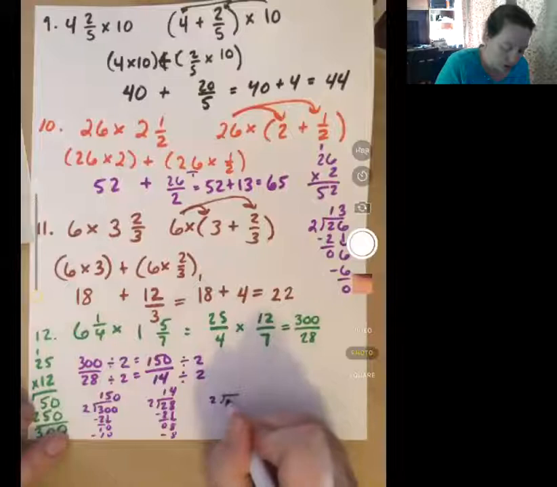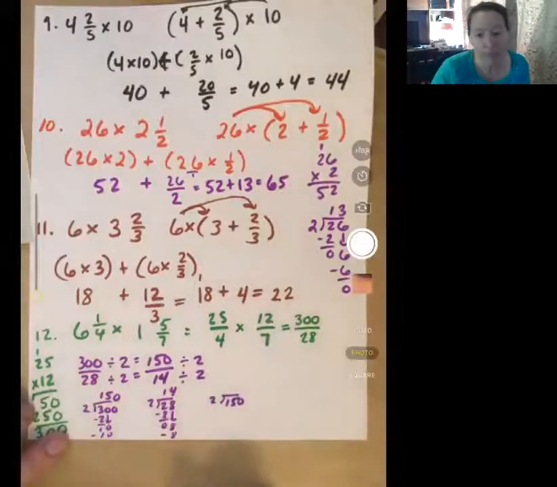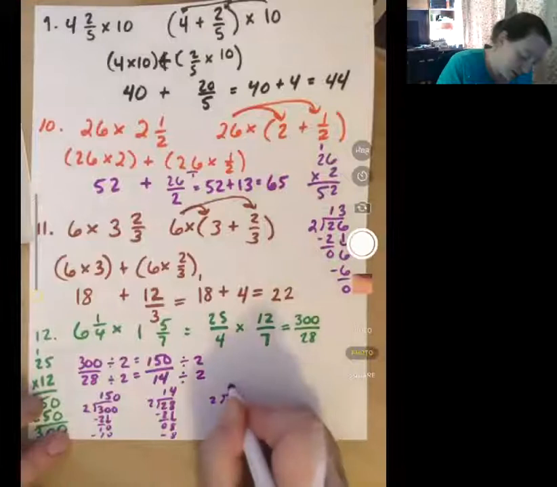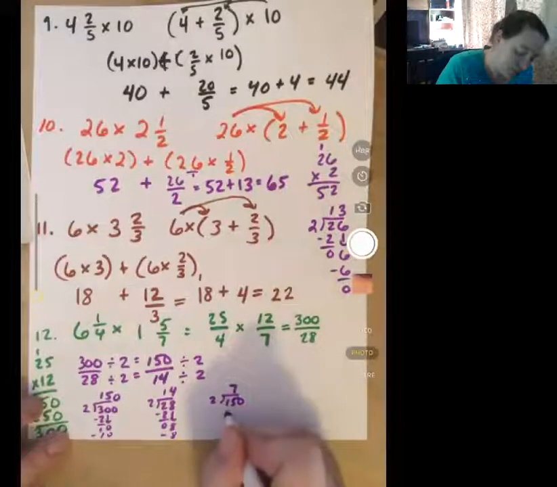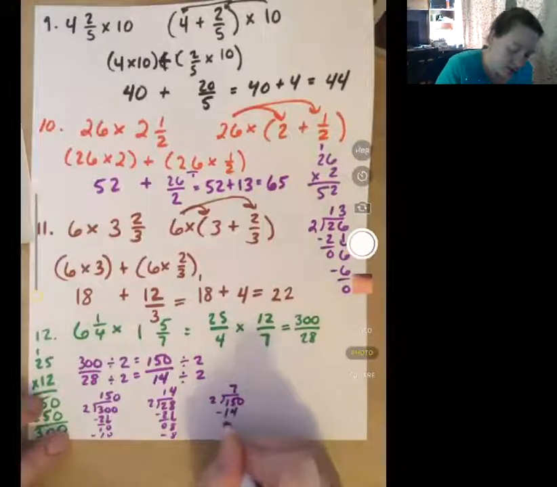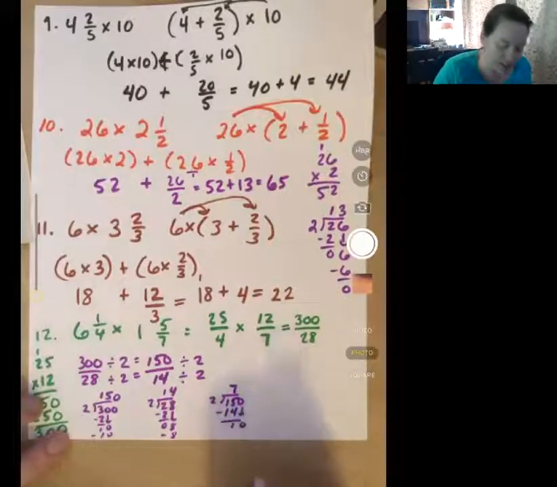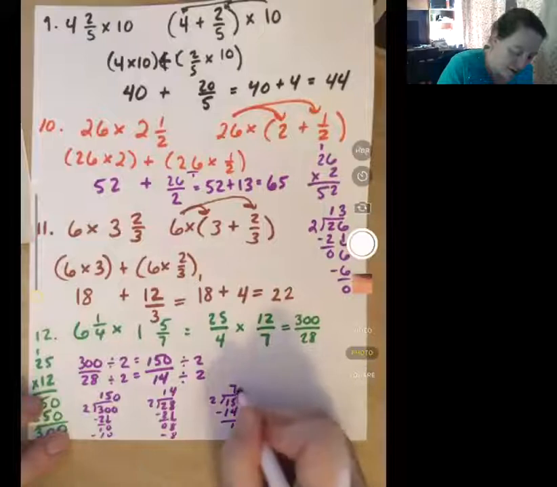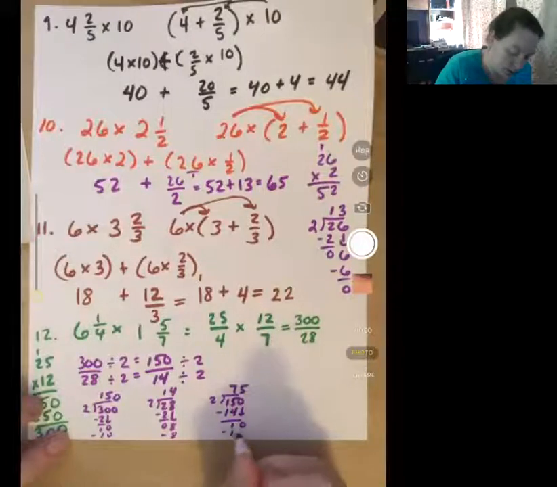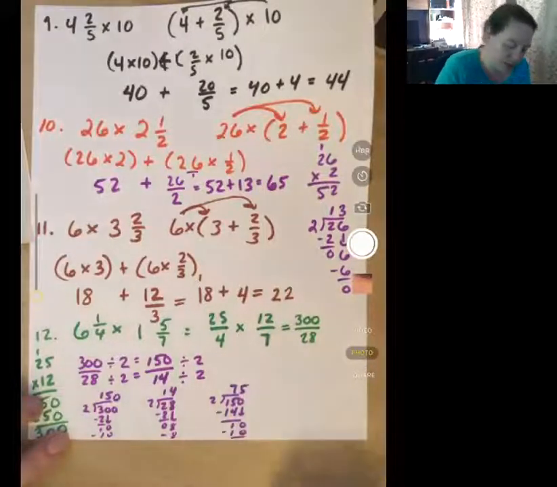2 goes into 150. 2 cannot go into 1, but 2 can go into 15. How many times can 2 go into 15? 7 times. 2 times 7 is 14. 15 minus 14 is 1. Bring down the 0, so we have a 10. 2 goes into 10 5 times. That'll end up being a 0.